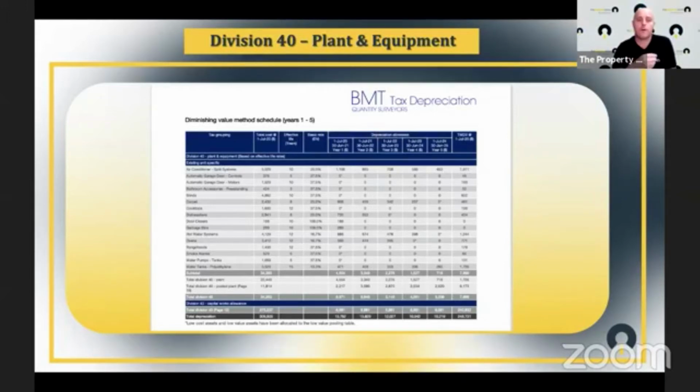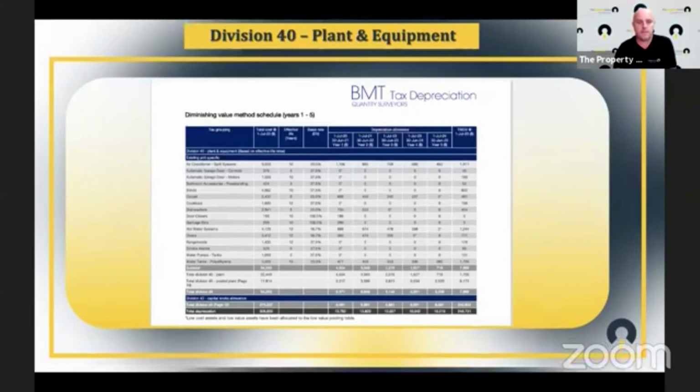A lot of people don't realize depreciation is what they call a paper deduction. It's not a cash deduction. So a cash deduction is when you've outlaid $13,000 for repairs and you're getting the tax benefit back for that. But this is on paper. So you're not outlaying the money. It's just part of the process, which is fantastic.